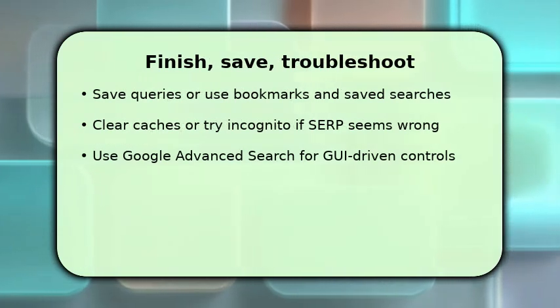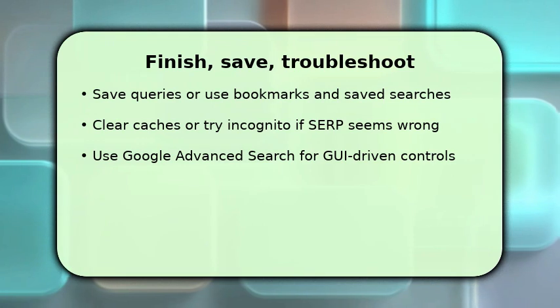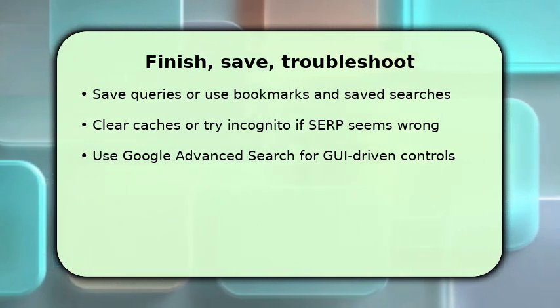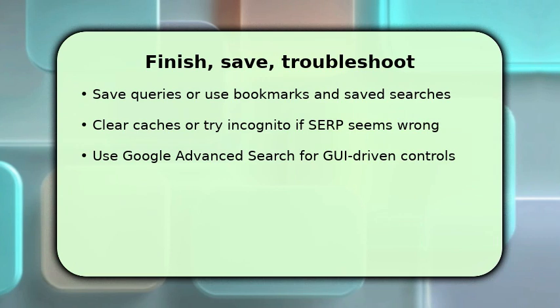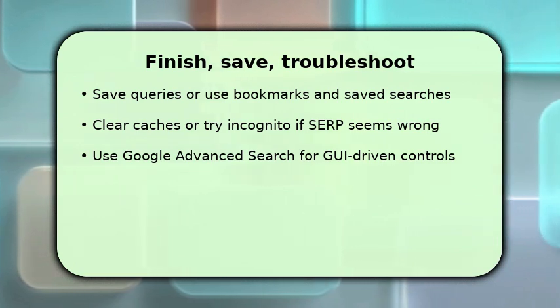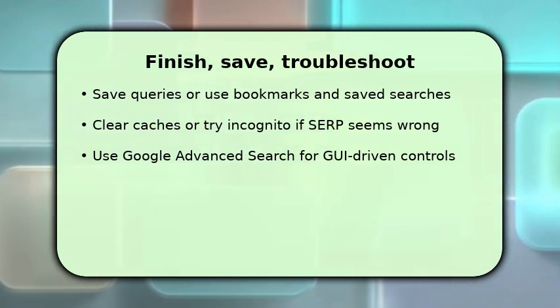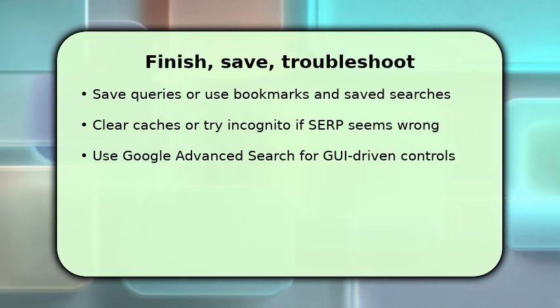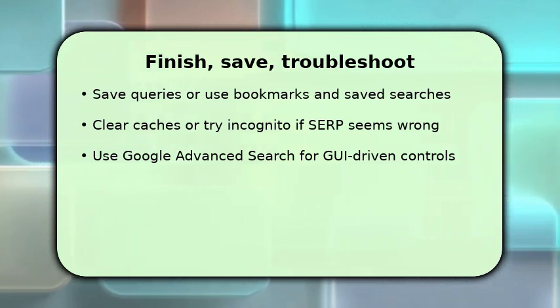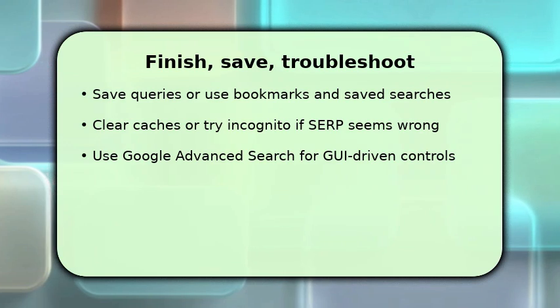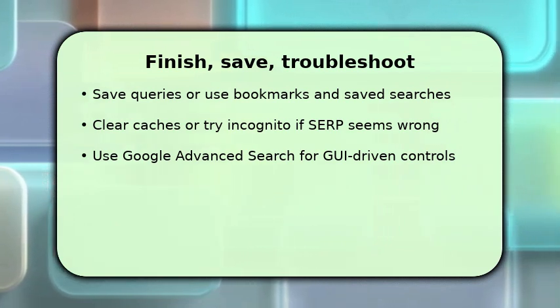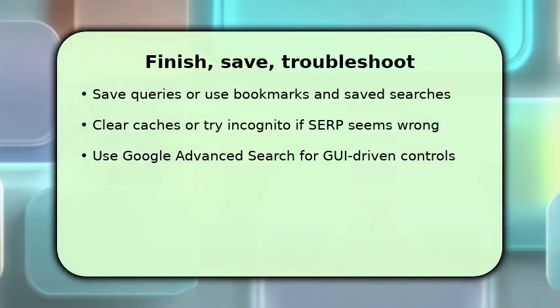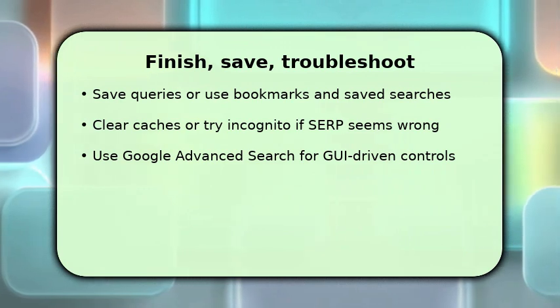Once you have good results, scan snippets to confirm relevance and open links in new tabs. If results look stale or odd, clear browser cache, try incognito, or simplify the query to identify the culprit. As a fallback, use Google Advanced Search to build complex filters with a GUI. This final sweep locks in your findings and gives a clear troubleshooting path when searches behave unexpectedly.